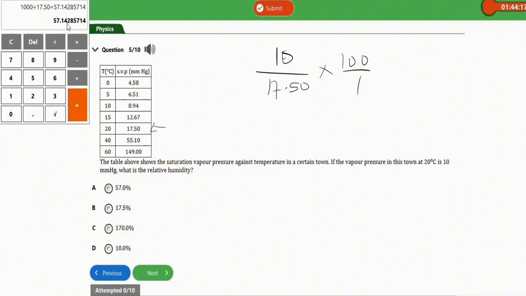Alright, so we have the output to be 57.14. The correct option to this question is option A. If we are leaving it to the nearest whole number, I'm going to have 57%. So the correct option here is option A, the 57.0%. That's it for this question. Let's wipe this now and go to the next repeated question.